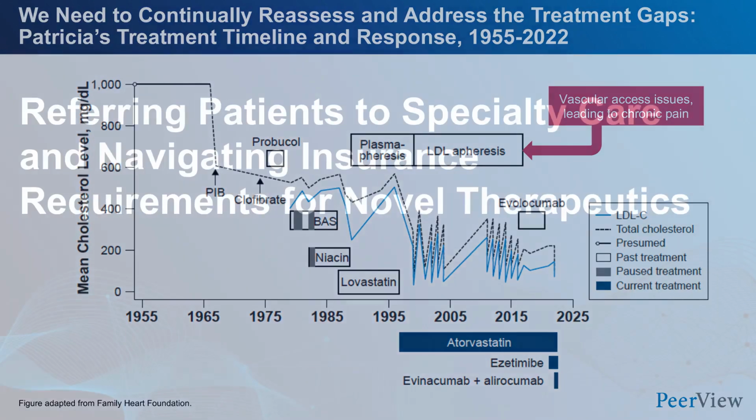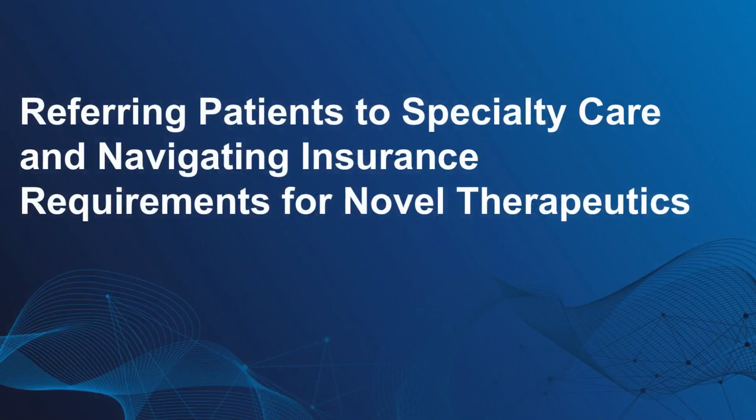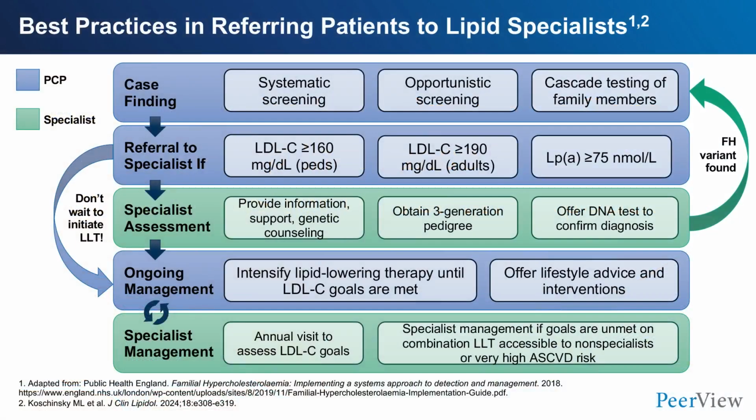Quite a story. Now, referring patients to specialty care and navigating insurance requires normal therapies. That's for sure. And so as a PCP, you do systematic screening, cascade testing for family members, which I agree you should do or recommend that they get tested, particularly for Lp(a) too. Don't forget that. Refer to a specialist if LDL is greater than 160, or an LDL greater than 190 in adults, and Lp(a) greater than 75 nanomoles per liter.